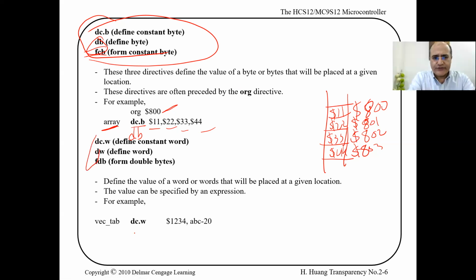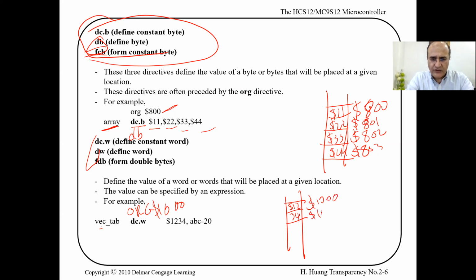Word books words. So this vector table define constant word, it will book a word for the first one, 1, 2, 3, 4 at address. If this was origin 1000 hex, this will be 1000, 1001. Then another one, ABC, 20, and this should be hexadecimal. So, well, what is this minus? It could be a minus. I don't know. It's a number. ABC could be, I think it's a hexadecimal. Yeah, and minus 20.